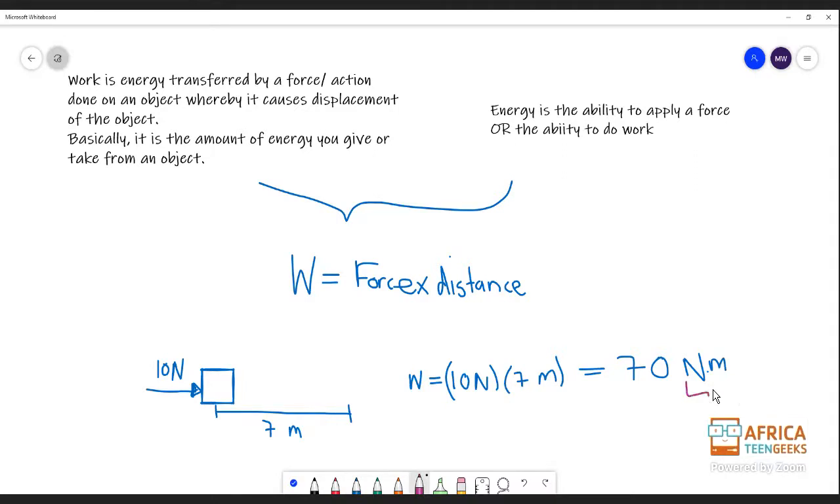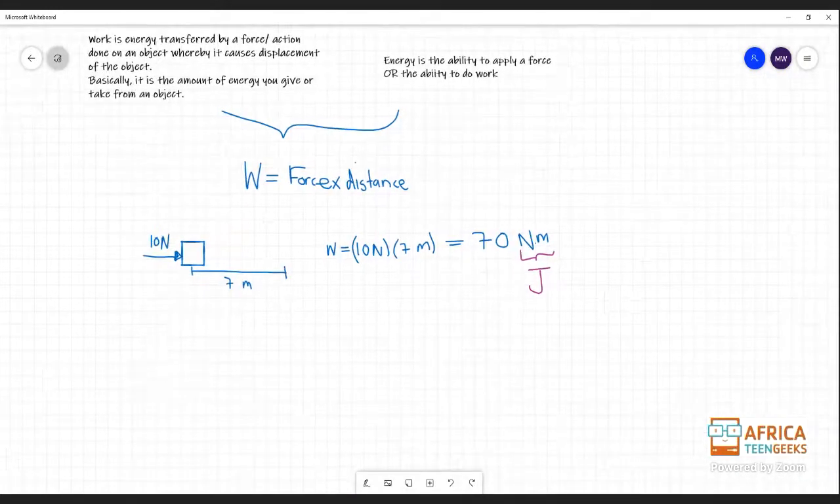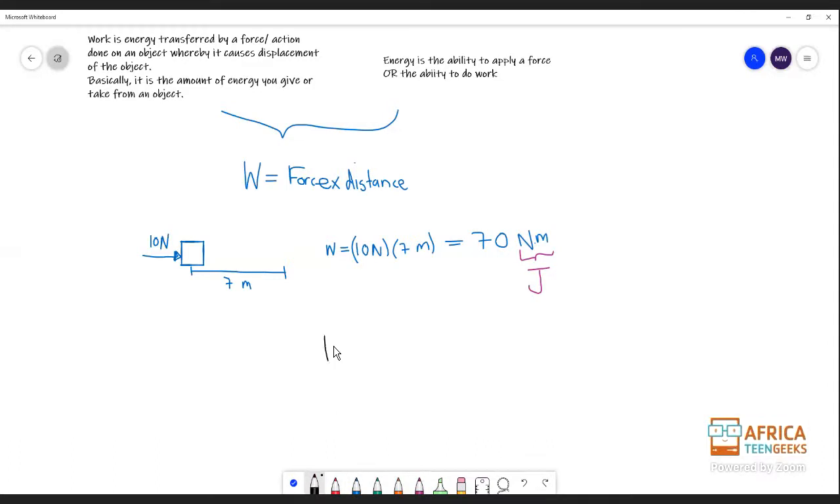And Newton meters is actually the unit joule, which is the unit for energy. So work is basically energy, but it is energy being done or transferred because of this force that is applied to an object. So how we then define it is we can say that work is equal to force times the change in distance times the cosine of the angle theta.